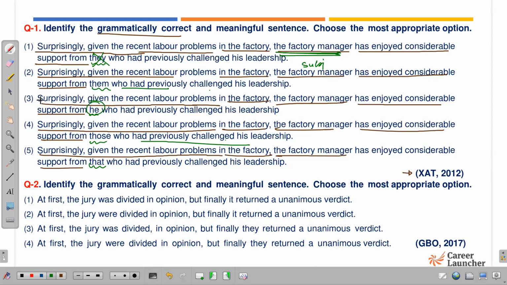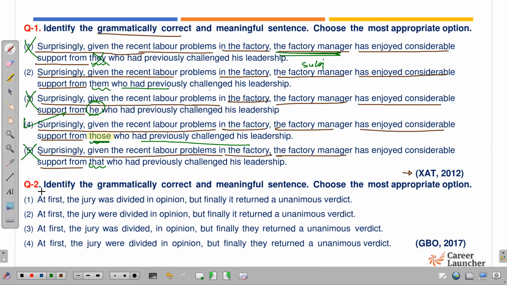So he to bilkul hi nahi hoga, singular hai. So this is gone. From that bhi nahi hoga. From those who had previously challenged his leadership, or from them who had previously challenged his leadership. So they had previously challenged his leadership, and then he's enjoying considerable support from those. Okay, he is also demonstrating. Okay, so those who had previously challenged his leadership.